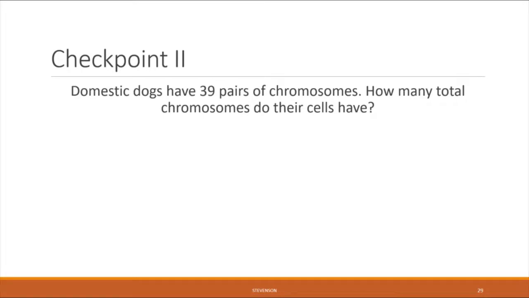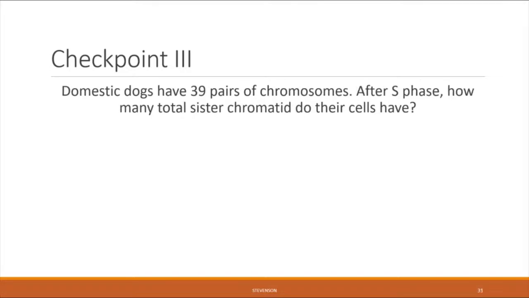So let's work on a little chromosome math here. Domestic dogs actually have more chromosomes than humans do. They have 39 pairs of chromosomes. That being the case, how many total chromosomes do dogs have? And in this one, I want you to tell me, after S phase, how many total sister chromatids would be found in a domestic dog cell?